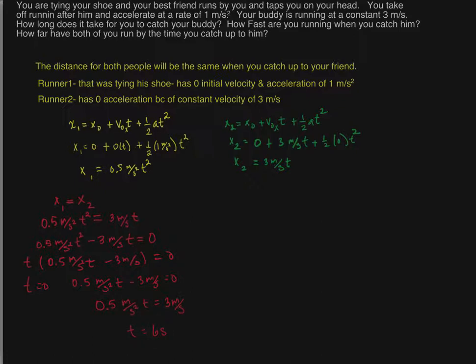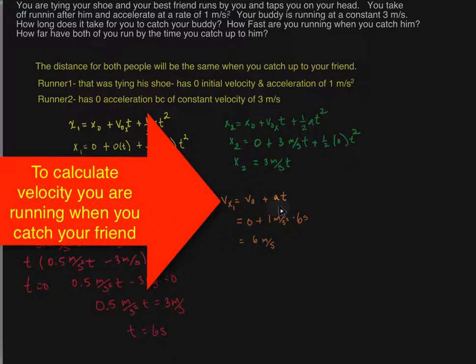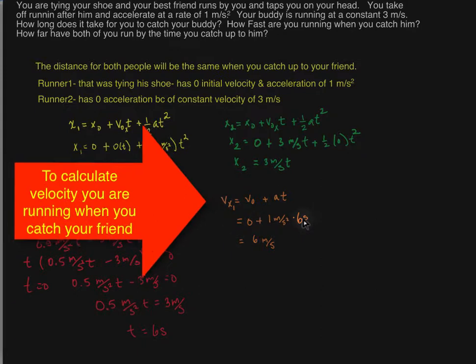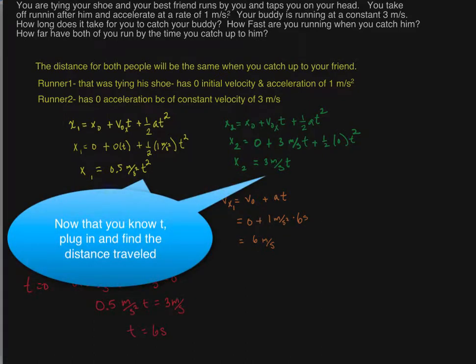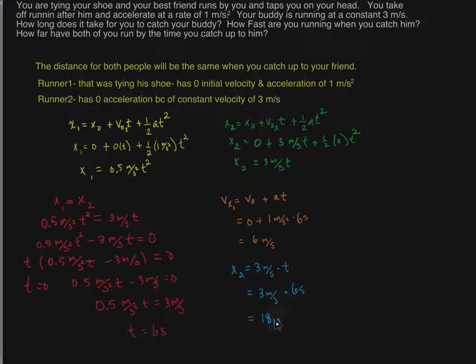Now that you know the time, you can calculate the other parts pretty easily. To calculate how fast you're running when you catch up to him, use this formula. Your initial velocity was 0, you accelerate at this rate, and we now know the time. So seconds squared cancels with seconds, and you get 6 meters per second. So you're going twice the speed, basically twice his velocity. And then finally, how far do you have to run? Just plug in the time into either this formula or this formula, and you should get the same thing. 6 seconds, 18 meters.